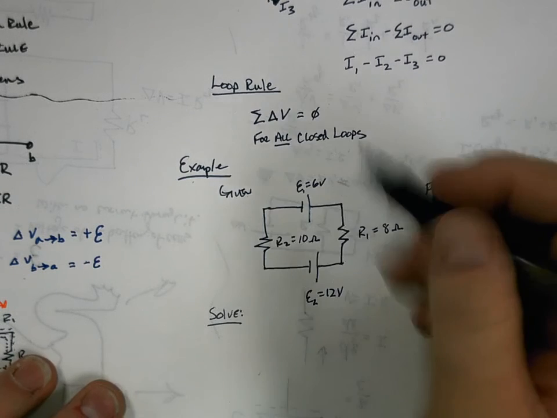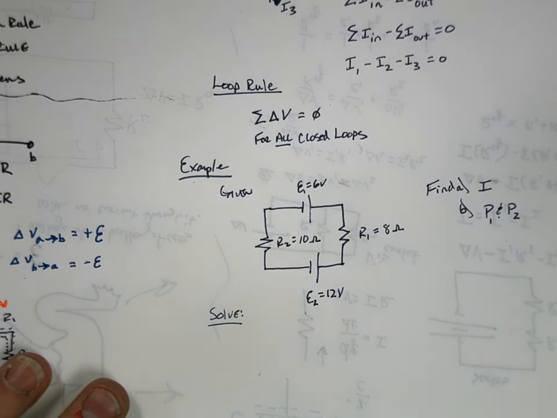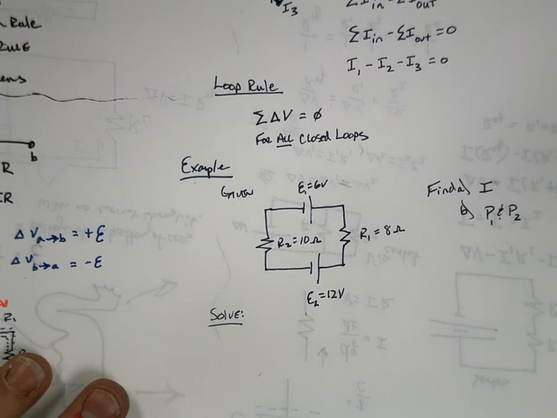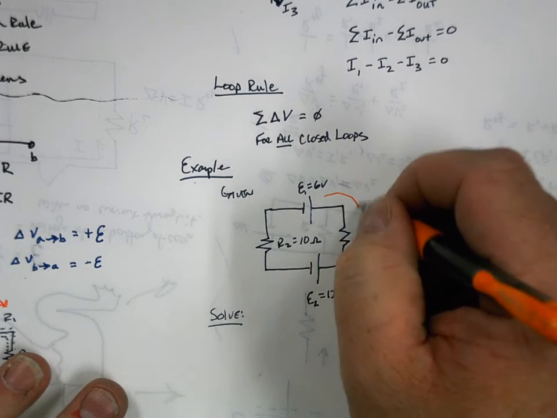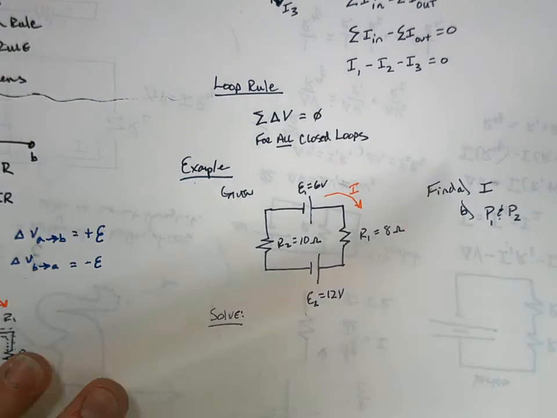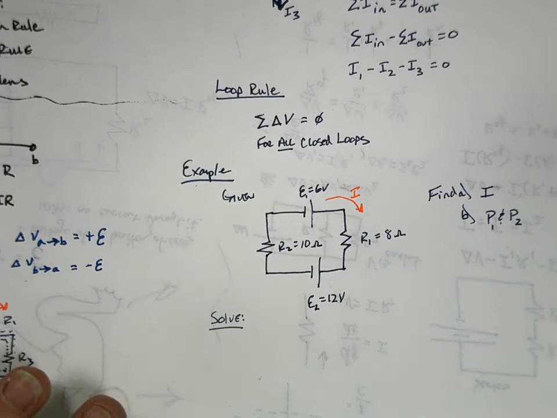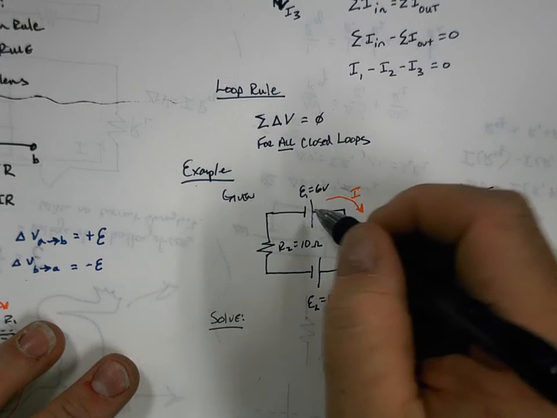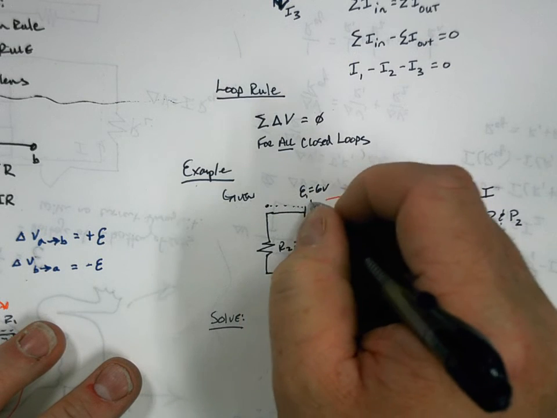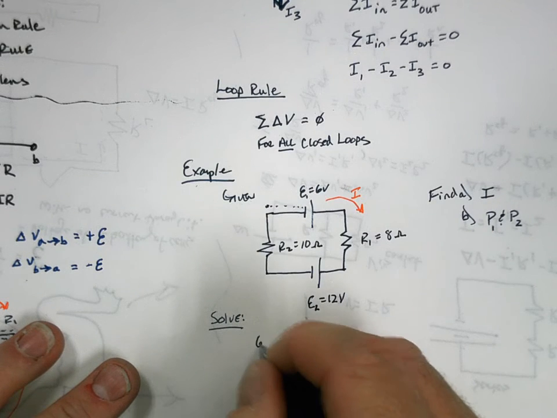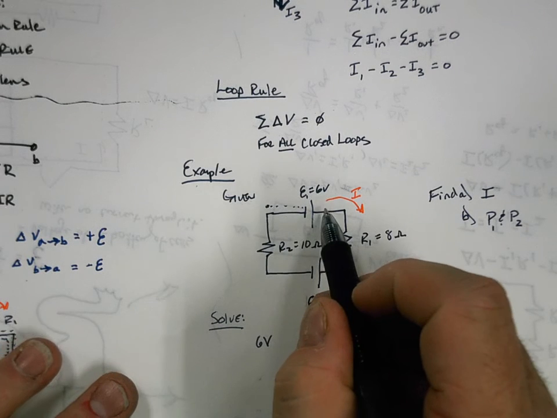All right, and we're going to take our voltage walk. And here's the beauty of it. It doesn't matter which direction you go, so long as you stay consistent with your voltage drops and your voltage increases. All right, so I'm going to take clockwise as the direction for my current. Let's start over here. So we go around, and whoop, we jump up. We have a positive 6 volts of voltage that we're adding.